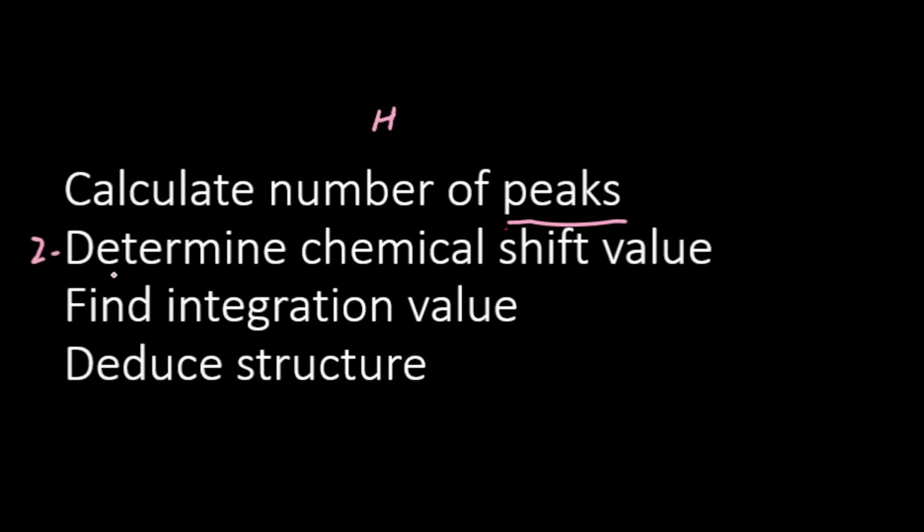Similarly, in the next step, determine the chemical shift value. Each chemical shift value tells us to which groups our protons are attached, so it is also important. In the third step, we will find the integration value. Integration value tells us how many protons are present in one peak area in the NMR spectrum. And in the next step, we will deduce our structure from our molecular formula.